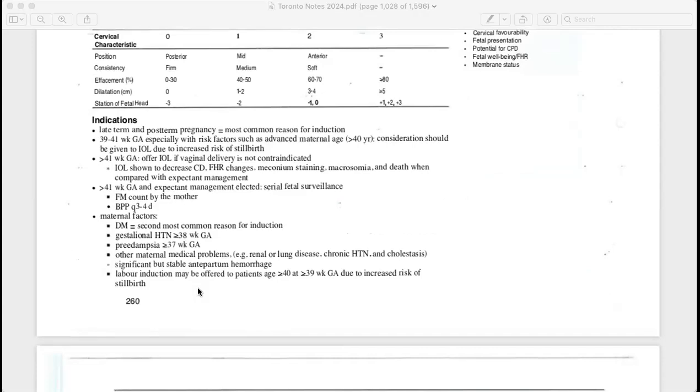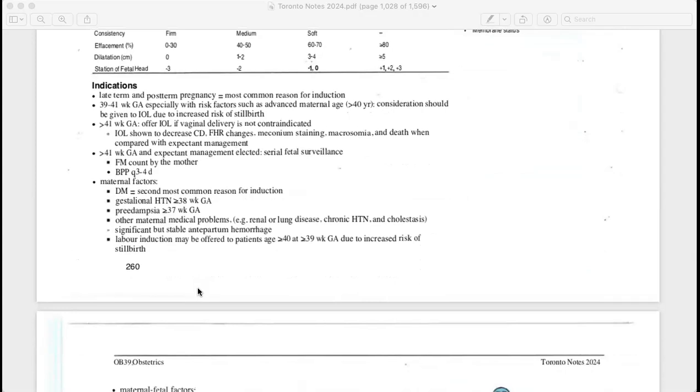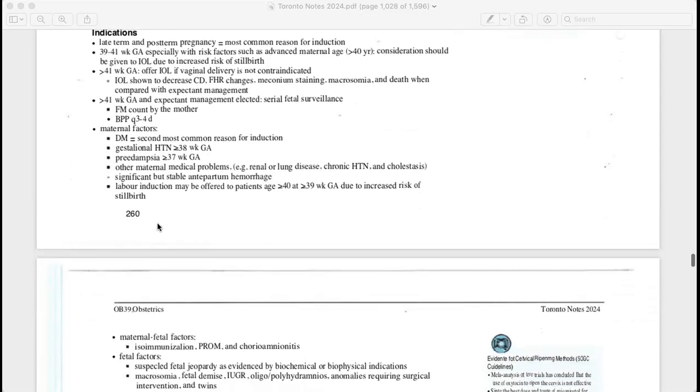Okay. Then coming to the maternal factors: diabetes mellitus, the second most common risk factor for induction; gestational hypertension, at more than 38 weeks gestational age; preeclampsia, at more than 37 weeks gestational age. In these conditions, you are going to do the induction of labor. Other complications are renal disease, lung disease, chronic hypertension, cholestasis, and significant but stable antepartum hemorrhage. Labor induction may be offered to patients aged more than 40 at more than 39 weeks. In those conditions, you are going to induce labor right away due to the increased risk of stillbirth.